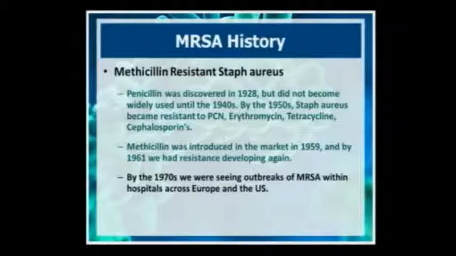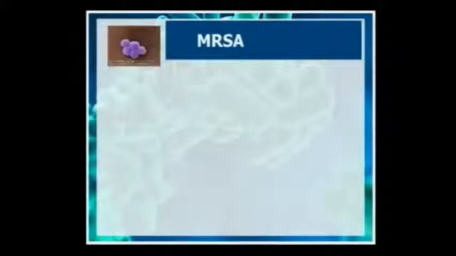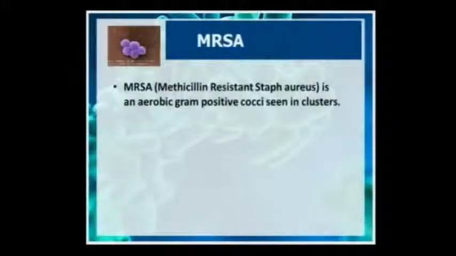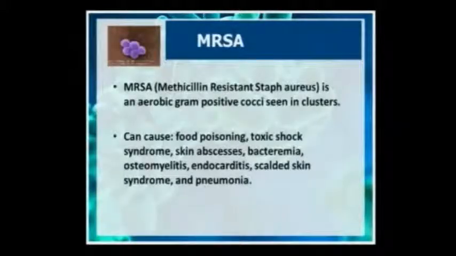And by the 70s we were seeing outbreaks of MRSA in hospitals across Europe and the US. This tells you a little bit about the bug. It's a gram-positive organism, and it can cause lots of different things: food poisoning, toxic shock, skin abscesses, bacteremias, osteomyelitis, endocarditis, scalded skin syndrome, and pneumonia.